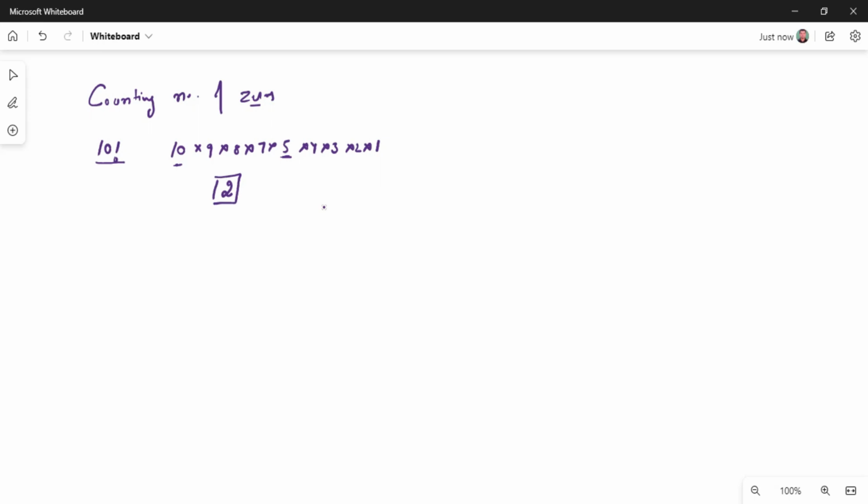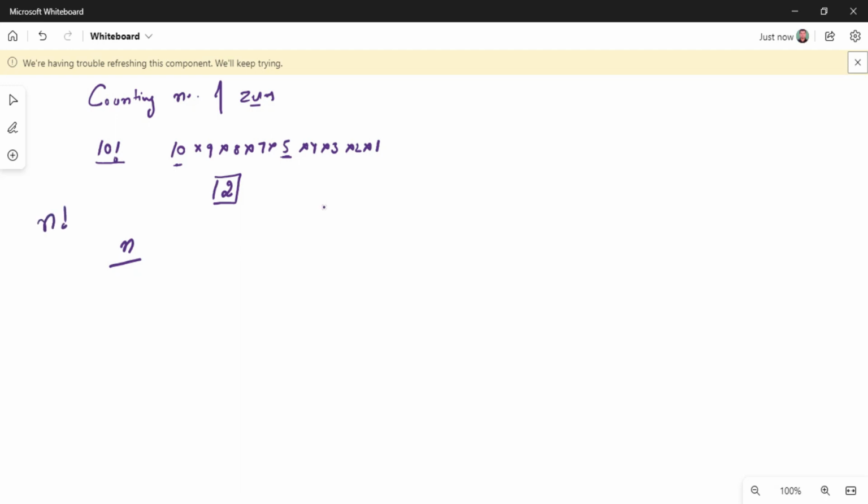Okay, so let's have a general formula. So the formula is, let's count the number of zeros at the end of n factorial. We have n factorial. For n factorial, the counting number of zeros we can calculate using the given formula: n over 5 plus n over 5 square plus n over 5 cube plus so on. Okay, using this formula we can calculate number of zeros in the given factorial.